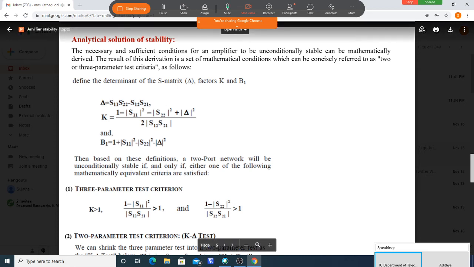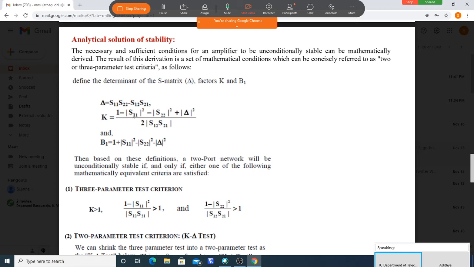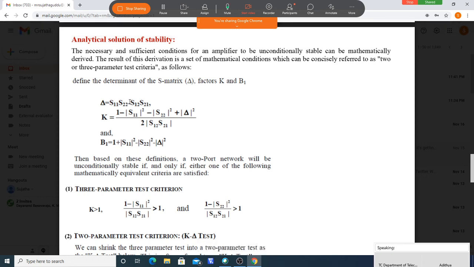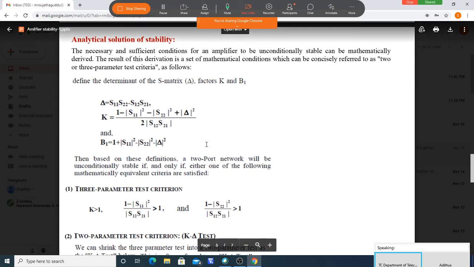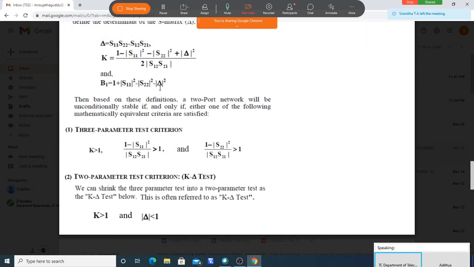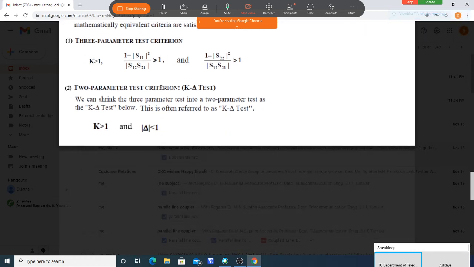Delta, this is the expression for delta. K, this is the expression for K. And this is the expression for B1. These values depend upon the S parameters of the device. K is based on S parameters, S11, delta here, and this is B1. You calculate all these values, delta, K and B1. Based on delta and K, you can come to know whether all the values give stable operation or only a few values.